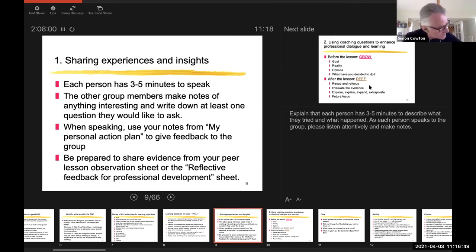So that the next time you do this, and I would expect people to do it at least once every 2 weeks, you have a very clear focus as to what you're going to do differently and what evidence you're going to gather of that. So that's how you create a dynamic learning experience, by the quality of the process.